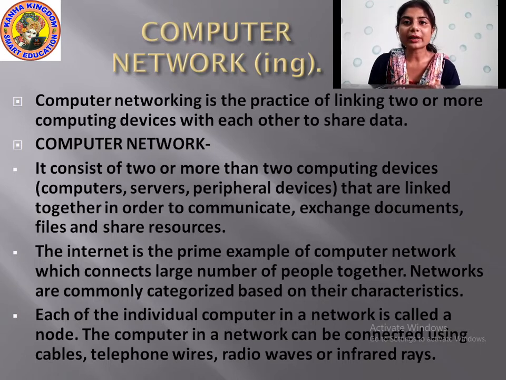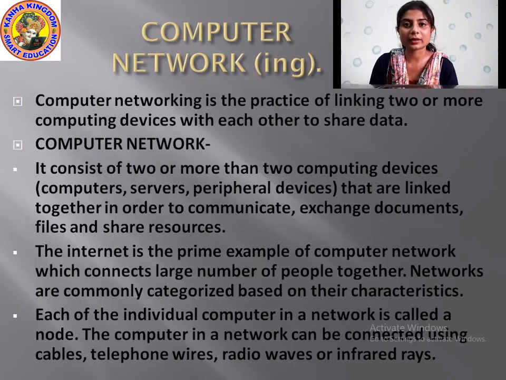Understood? Now, what is a computer network? It consists of two or more computing devices, which may be computers, servers, or peripheral devices like the printer and scanner, that are linked together in order to communicate, exchange documents and files, and share resources. Sharing resources means you can share information. The network means a chain, yes or no? To build up a chain in order to share your data, resources and information, and to communicate with each other, where two or more computers are interconnected.